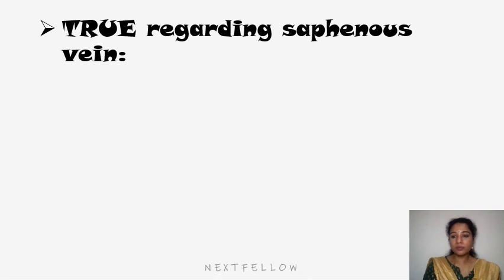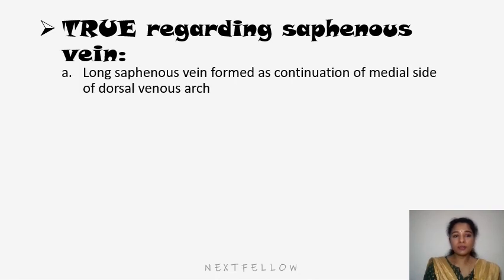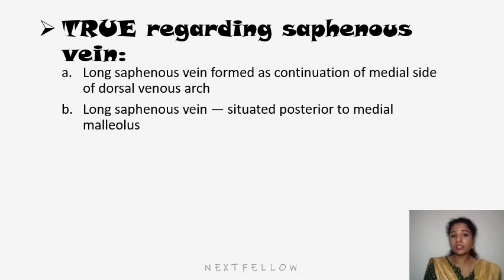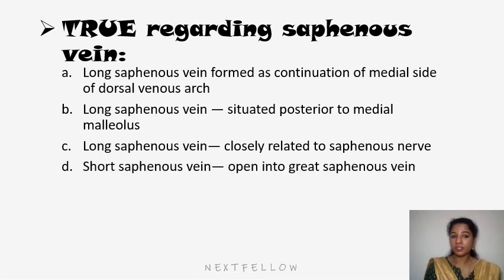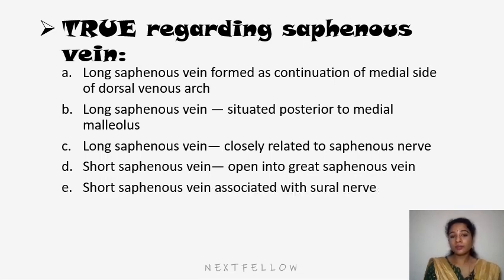So let's do some MCQs associated with the saphenous vein. True regarding the saphenous vein: the long saphenous vein is formed by the continuation of the medial side of the dorsal venous arch; the long saphenous vein is situated posterior to the medial malleolus; the long saphenous vein is closely related to the saphenous nerve; the short saphenous vein opens into the great saphenous vein; and the short saphenous vein is associated with the sural nerve. So which are true regarding saphenous veins, whether long or short?